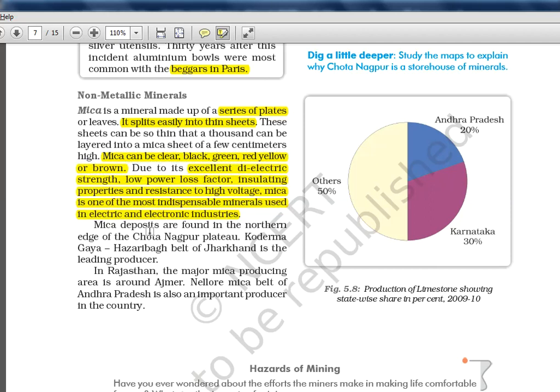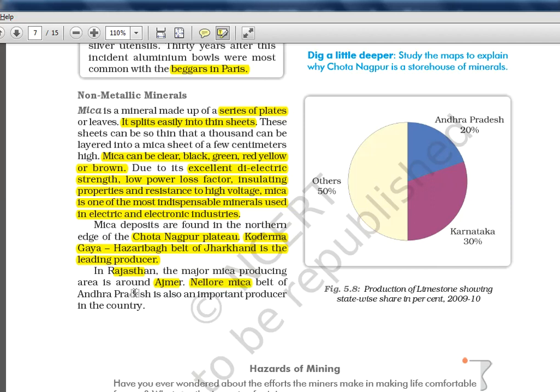But such questions are not asked in UPSC nowadays. Then again, mica deposits are there in the Chotanagpur Plateau. Koderma is the largest, I think the highest leading producer. Okay, Koderma is in the Hazaribagh belt of Jharkhand. In Rajasthan, again, the place is Ajmer. All these are there in my table also.